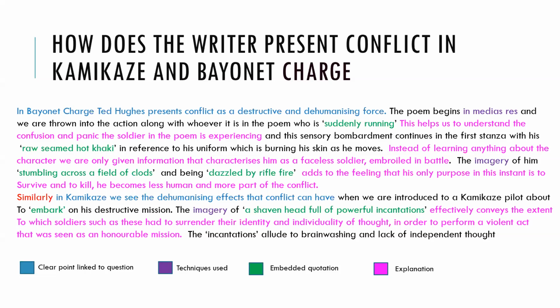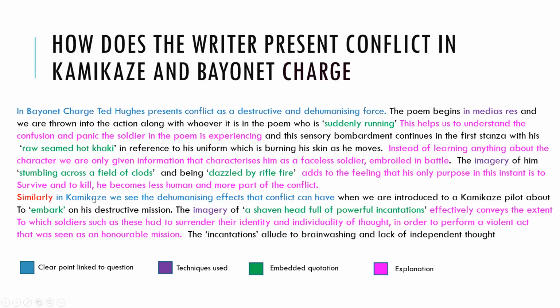Instead of learning anything about the character, we're only given information that characterises him as a faceless soldier embroiled in battle. The imagery of him stumbling across a field of clods and being dazzled by rifle fire adds to the feeling that his only purpose in this instant is to survive and to kill. He becomes less human and more part of the conflict. So again, I've added more examples from the text, and I have explained how that builds up this idea of conflict being presented as something that's destructive and dehumanising.